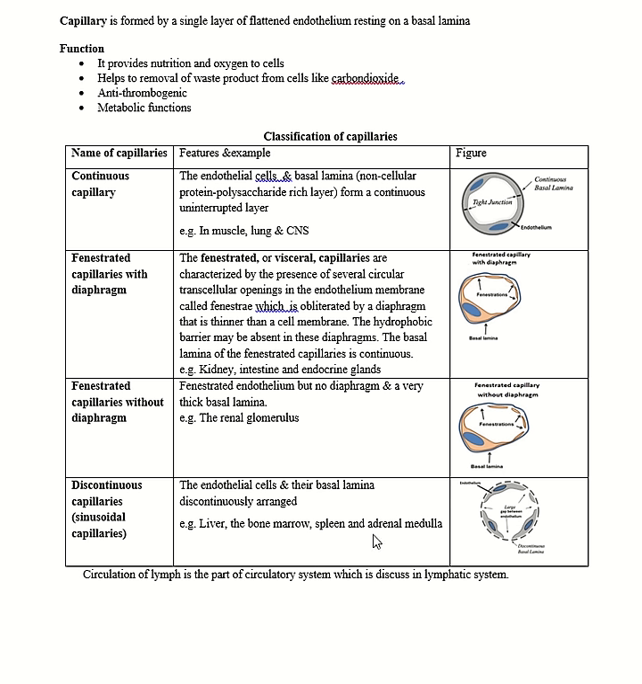Now the discontinuous capillary. Here there is a gap between the endothelial cells, and the basal lamina is also discontinuous. Examples of the discontinuous capillary are the liver, bone marrow, and spleen.